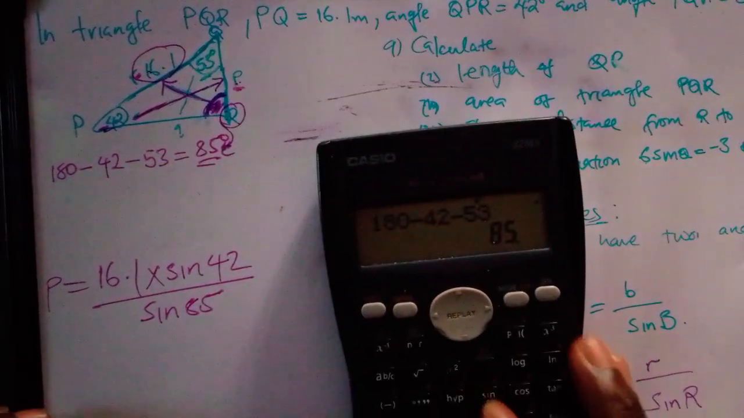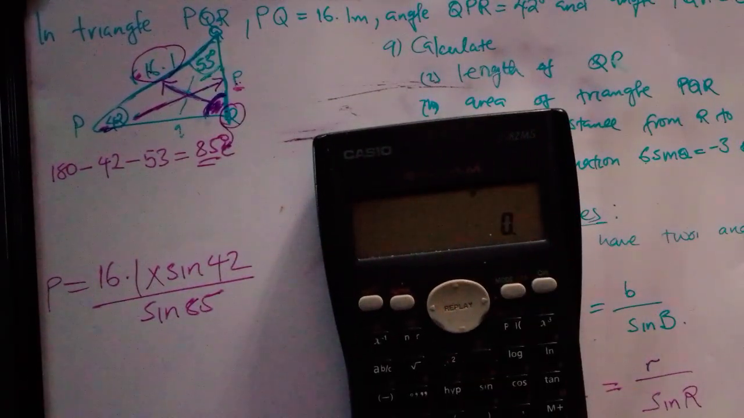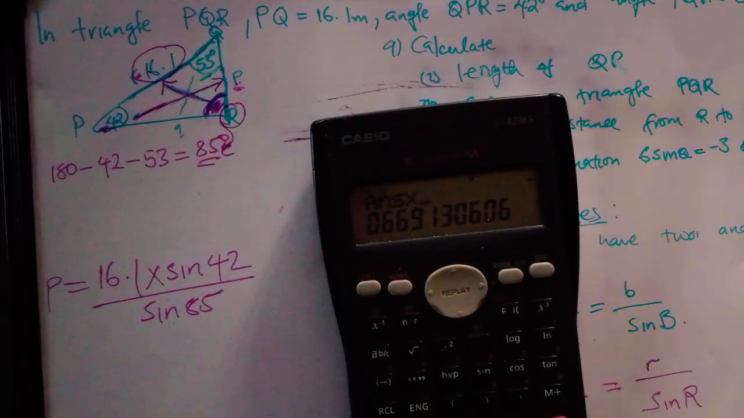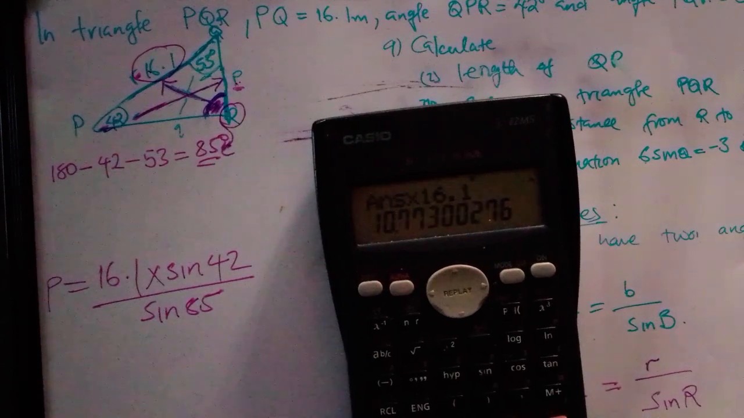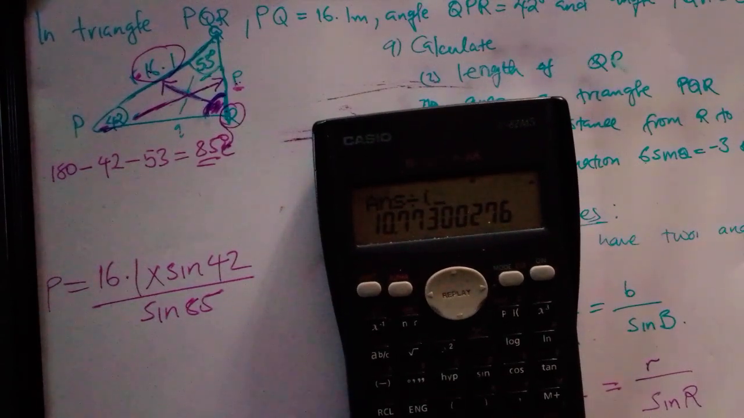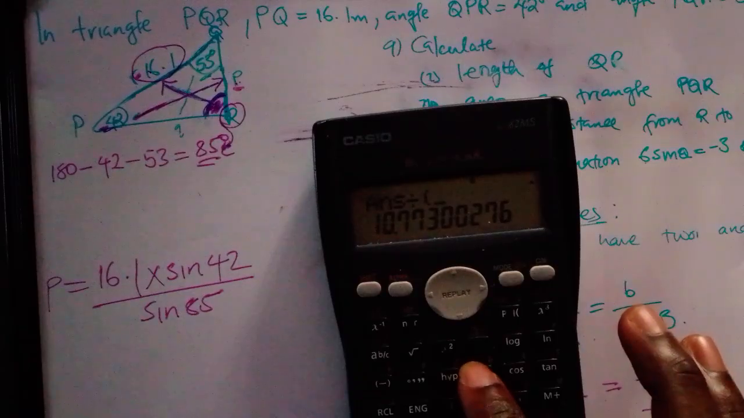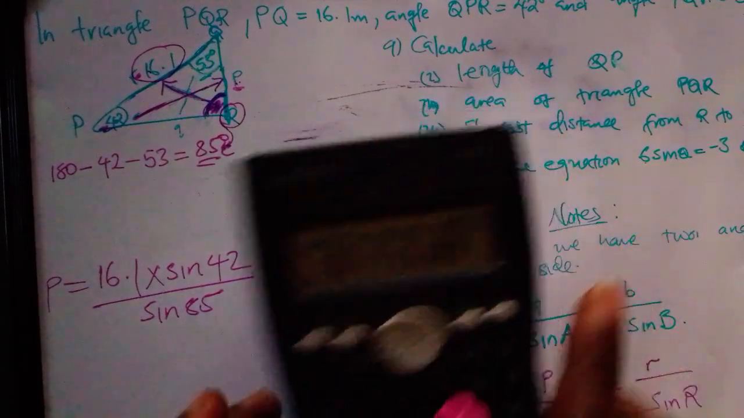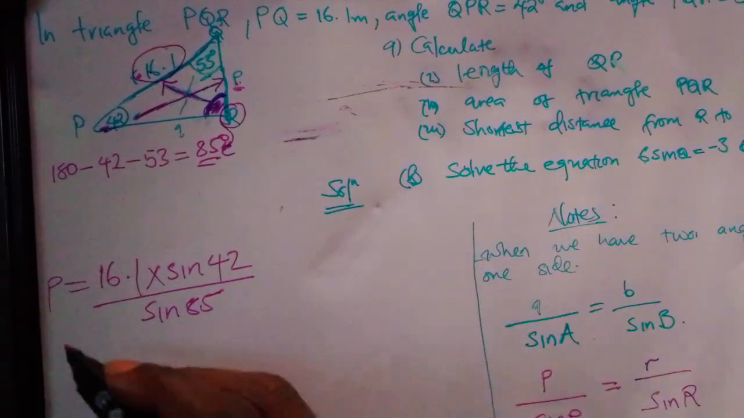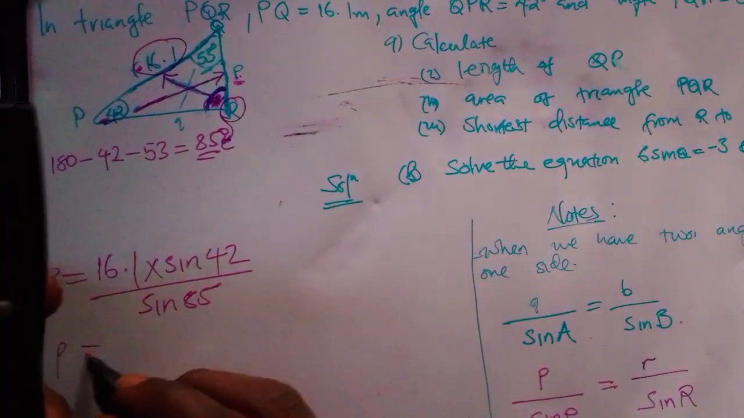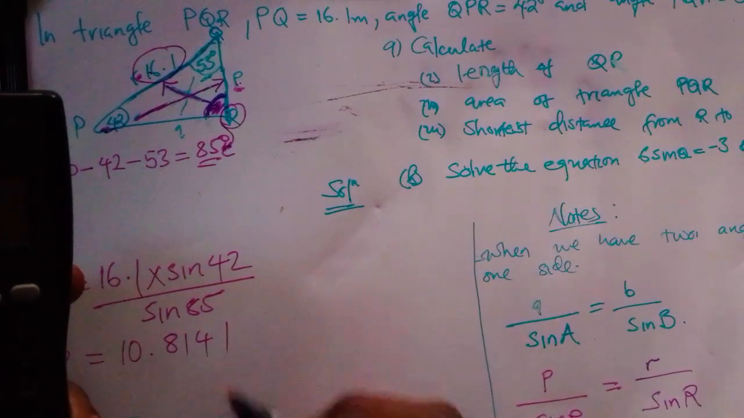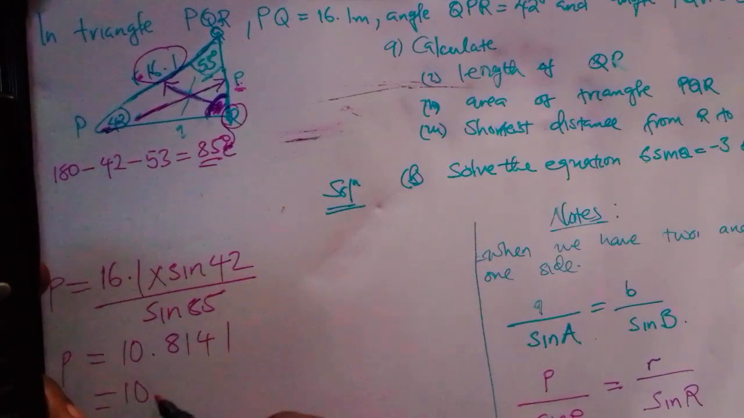So what is the answer? You start by punching sine 42, which is equal to, multiplied by 16.1 divided by, you put it in brackets, sine 85. So our answer is P is equal to 10.8141. Leave your answer to 3 significant figures.